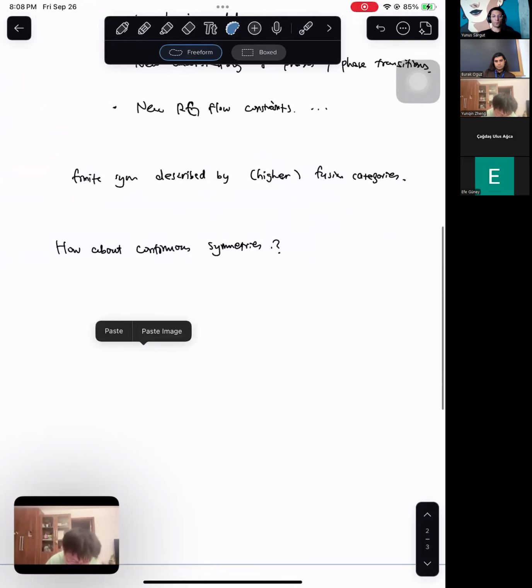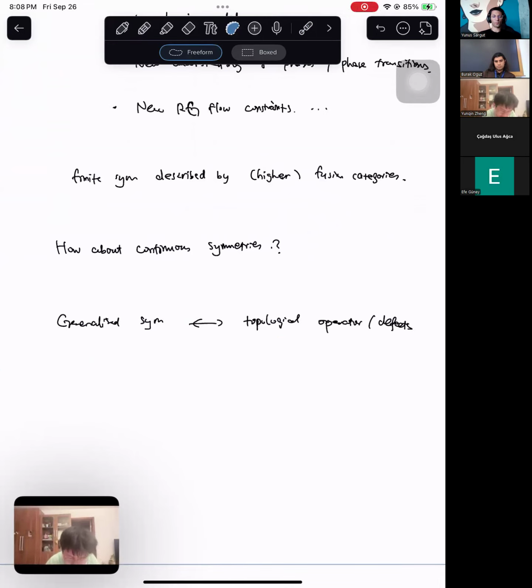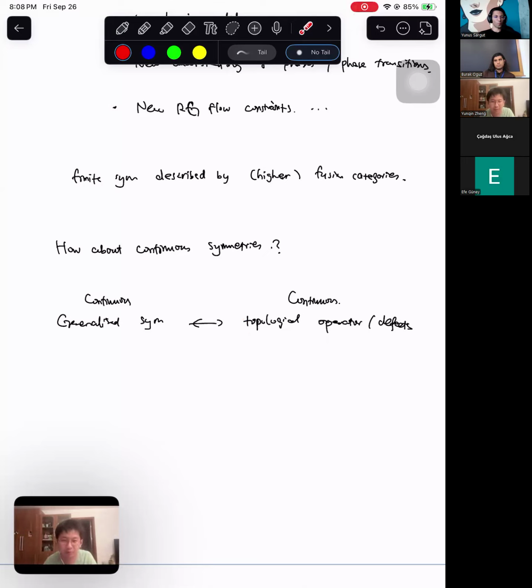So just copy this correspondence and add a continuous parameter on both sides. Well, by continuous topological operators, I just mean that the operators are labeled by a continuous parameter. So this is a very straightforward generalization. But the question is, can we find examples in quantum field theories that exhibit these continuous topological operators? It's not very obvious where we shall look for them, right?